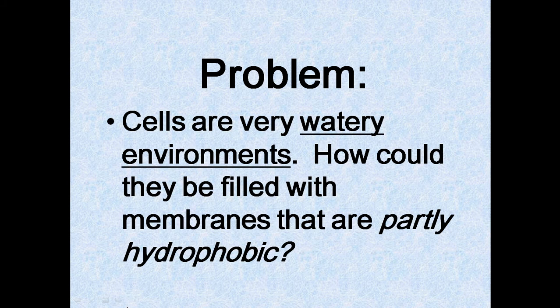Well, I mean, if cells are always living in a very watery environment, how could they be filled with membranes that are partly hydrophobic? Like, how would they arrange themselves? In other words, you are essentially a large sack of water made up of cells. If every cellular membrane is made up of something that's hydrophobic, it doesn't make much sense.